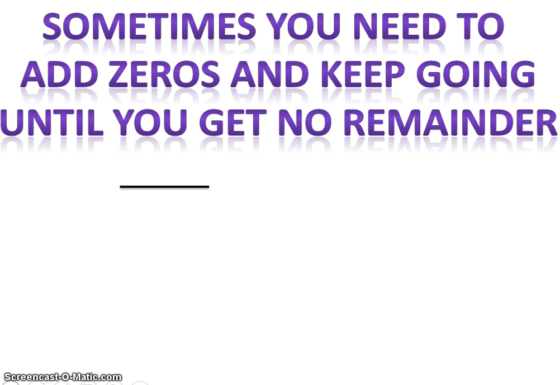Okay. Sometimes you need to add zeros and keep going until you get no remainder. When you are dividing decimals, you keep going until you get a remainder of 0. Let me show you what I mean by that. If we take the number 3 and 9/10 and divide it by 4, step 1, you put the decimal in the quotient, put the decimal in the answer directly above the decimal in the dividend, directly above the decimal in the number that you're dividing. Then you divide like you've always divided.